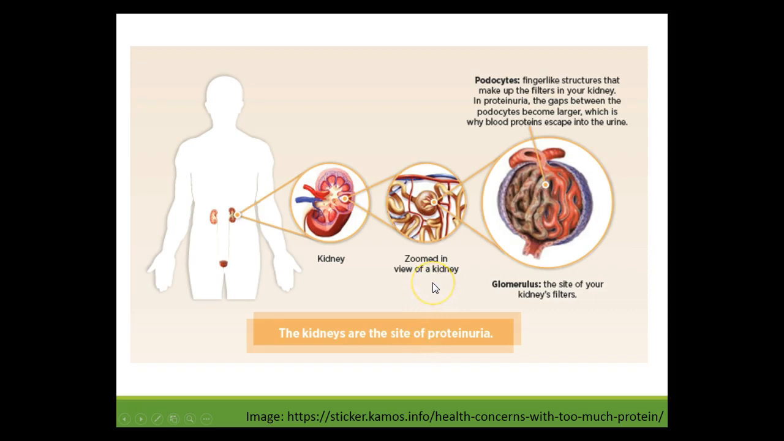So the kidneys are the site of where proteinuria happens. So in the podocytes, in the glomerulus, this is basically where the filtration happens. When there's damage here, protein cannot get filtered back into the body and it spills over into the urine.